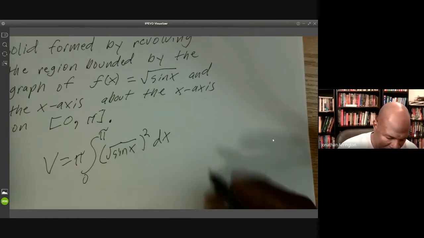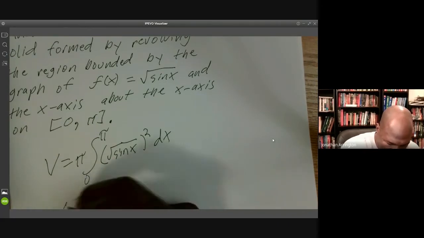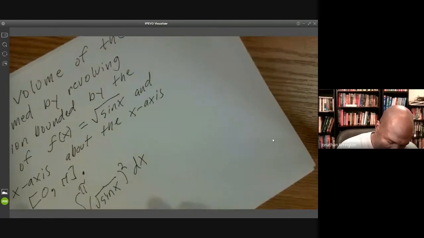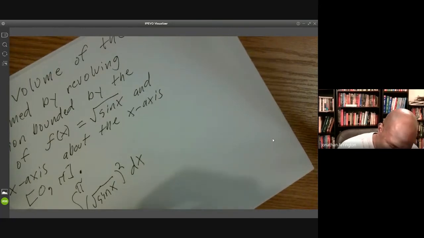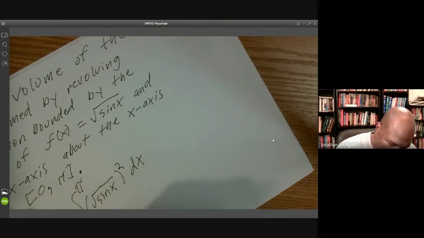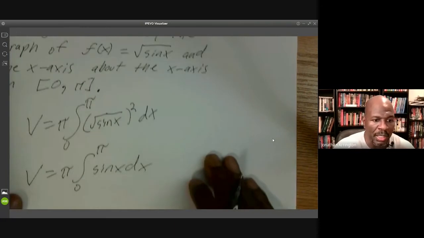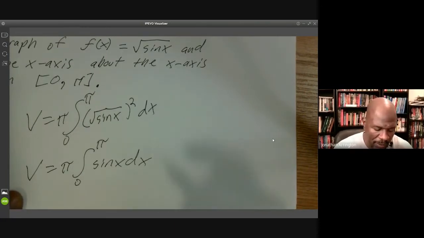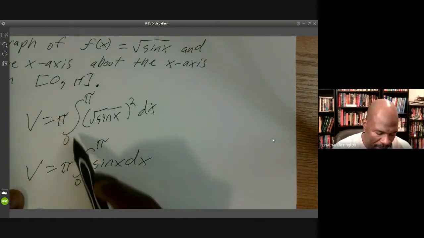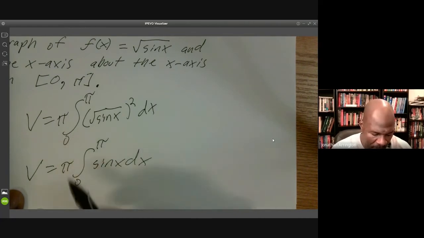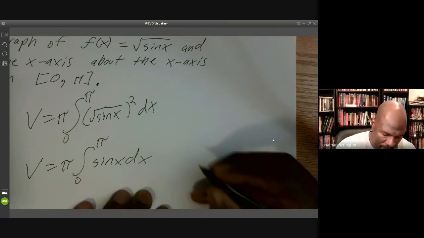So we can square this. So this volume, I'm going to try to make this straight, even though I have to tilt the page as I write. So of course, the square root of sine x squared is just sine x. So we're simply integrating pi times, and always remember to do the pi. So in this formula, it's pi times the integral from A to B of f of x squared. So sometimes a lot of people forget that pi. So don't forget the pi. So we have pi times the integral from 0 to pi of sine x. So we can go ahead and integrate.